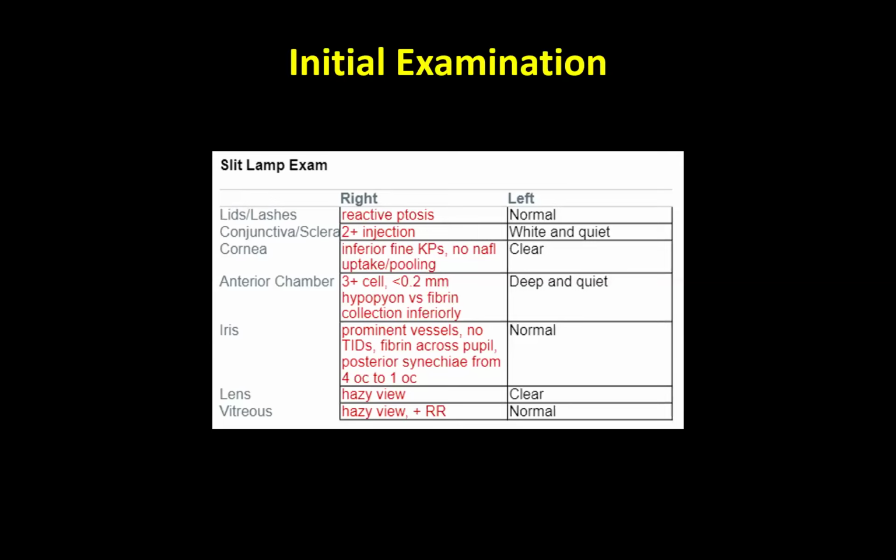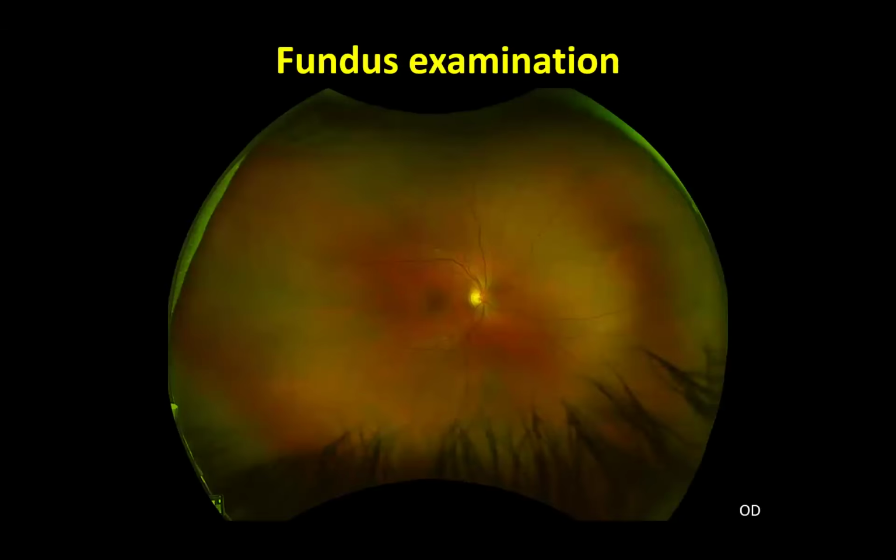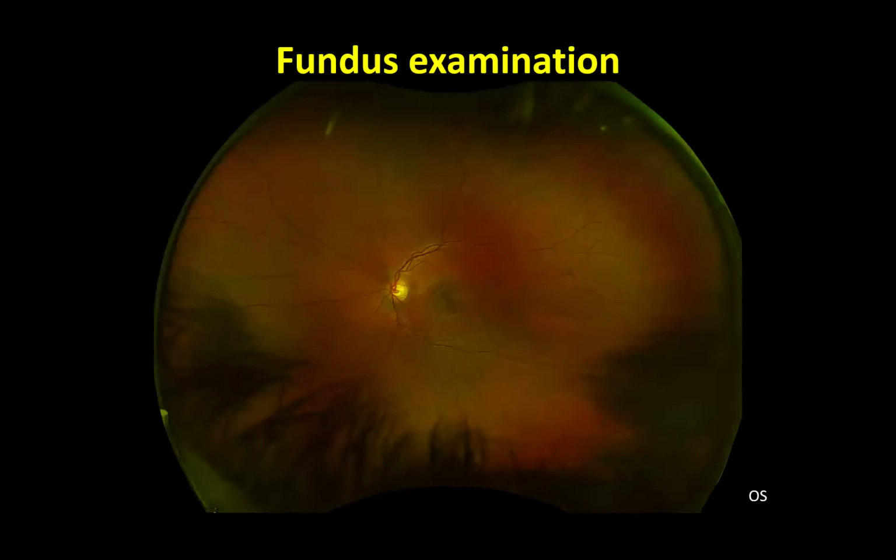There's hypopyon, and there's fibrin collection. There were prominent vessels in the iris, no transillumination defects, and there were posterior synechiae. The view to the back was hazy due to the high degree of inflammation in the anterior chamber. Yet in the fundus examination, all the structures in the back of the eye were structurally normal in the right eye. Similarly, in the left eye, all the structures, including the anterior segment examination and the posterior pole, were normal.